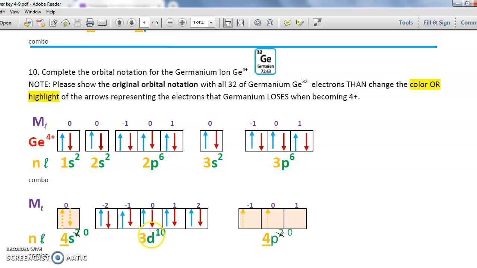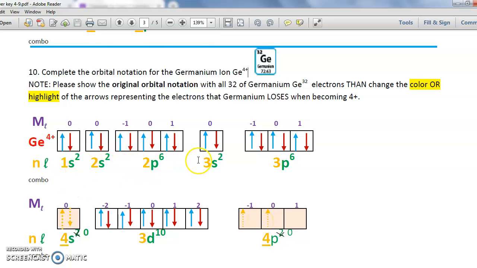The third level has the D. First level has an S. Second level has an S and a P. Third level has an S, P, and a D. The answer is no. We start filling the 4s first. 2 go in the 4s. Then we can fill the 3D. The 4s has lower total energy than the 3D. So now we fill the 3D, and that leaves us 2 more electrons to be put in the 4p.